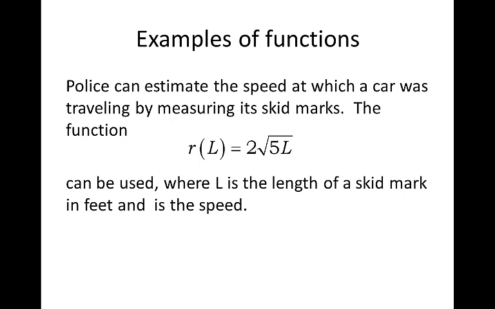Police estimate the speed at which a car was traveling by measuring its skid marks. So the function, read r of L, is 2 times the square root of 5L, and can be used where L is the length of a skid mark in feet, and R is the speed. This re-emphasizes the functional nature: I know the rate at which the car is going if I know the skid mark. So the rate is a function of the skid mark. It just makes it a tighter relationship.